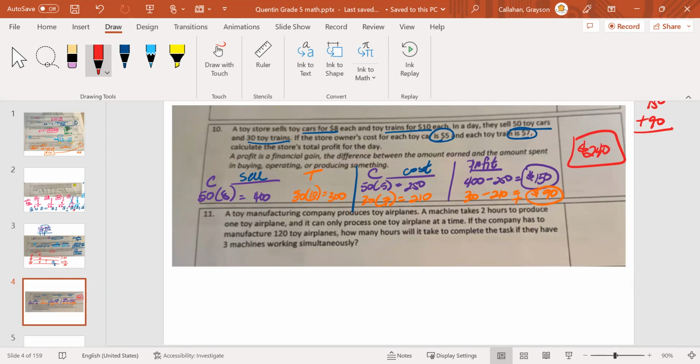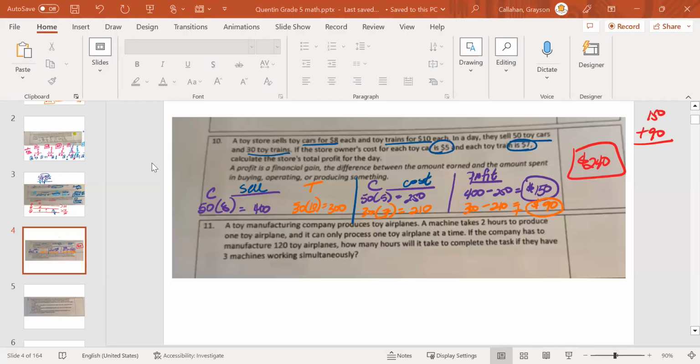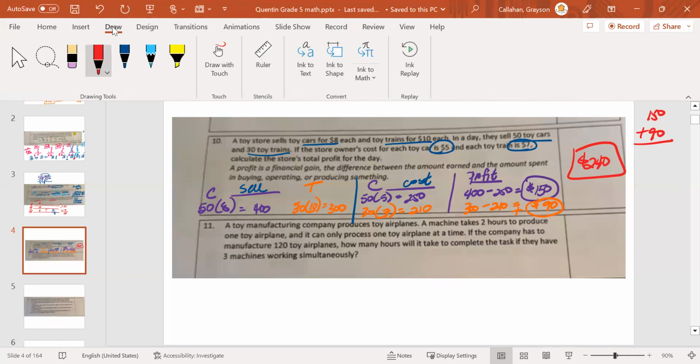Okay, I'm gonna have another one. Number 11: a toy manufacturer company produces airplane toys. A machine takes 2 hours to produce one toy airplane. It can only process one toy airplane at a time. If the company has to manufacture 120 airplanes, how many hours does it take to complete the task if they have 3 machines working simultaneously?